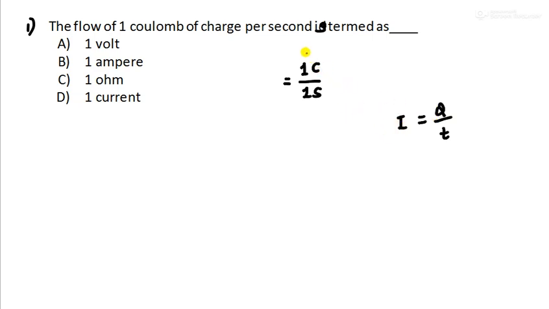Coulomb is the SI unit of charge and second is the SI unit of time. So what is the SI unit of current? It is ampere. So our answer will be 1 ampere. Since here we have 1 coulomb and 1 second, the answer will be 1 ampere. So option B is the right choice. Got it? Here I have told you both the formula as well as the type of question that can be asked. So this is the right answer.